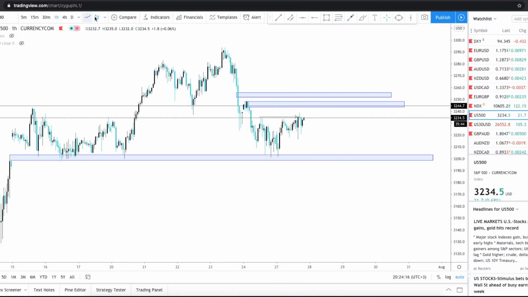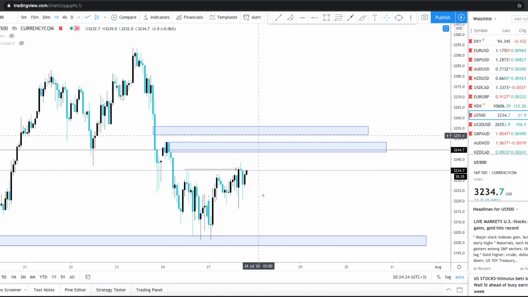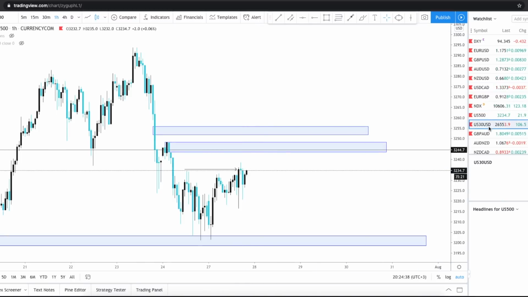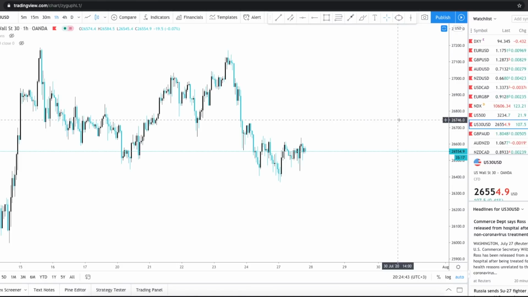Now, if you look at the line chart, we broke these higher highs and now it's creating higher highs. We broke all these equal highs, I mean. So this indicates to me, and if this was a liquidity grab, we didn't see that huge bearish reaction that should have come out after this liquidity grab. So this indicates to me that the market is heading higher at the moment. US 500 is very bullish.